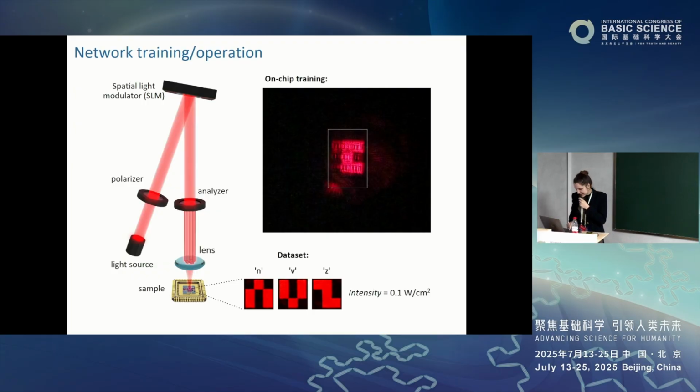Okay, so sadly, this was a video to show you how images are projected onto the chip, but it just changes the shape. But you can see that it's basically polarized light with different shapes on it, achieved by the analyzer. And we project 3 different letters. It's N, V, and Z. And intensity is always kept constant.